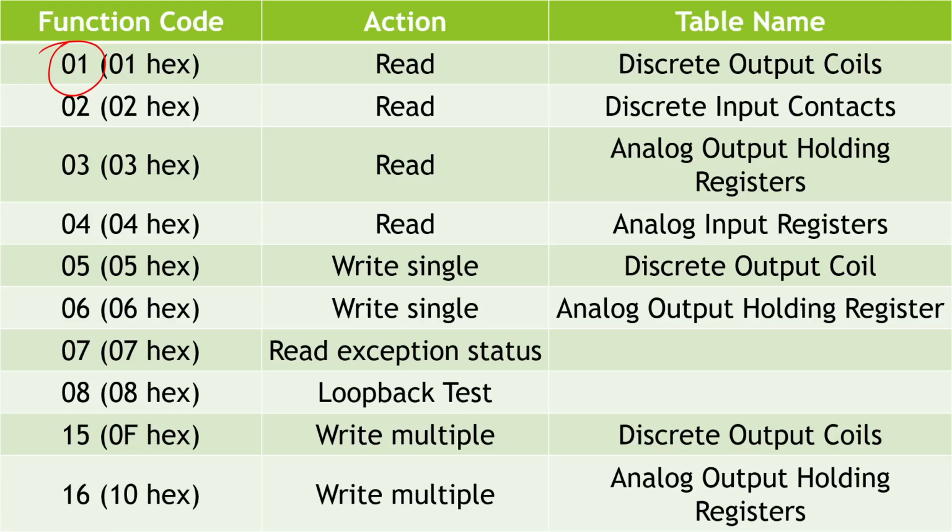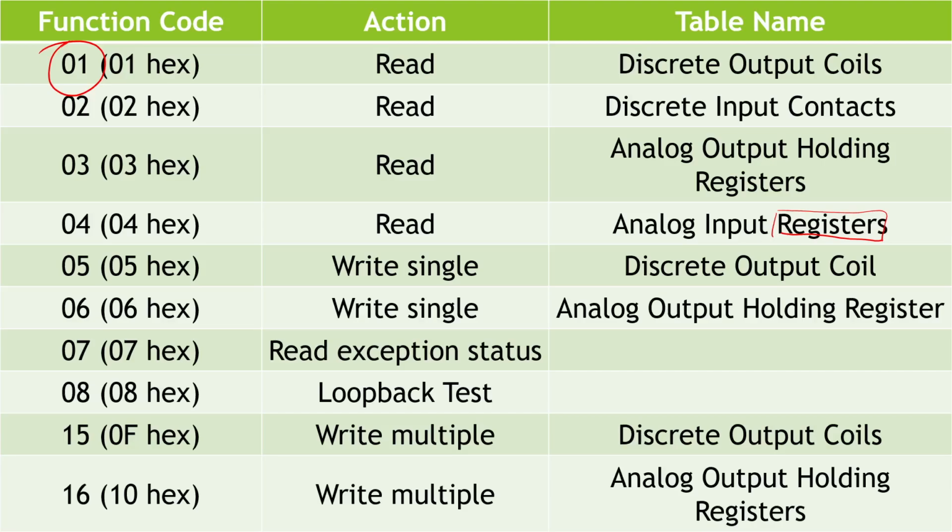Here we have 01, which is a read. You're reading discrete output coils. 2 is reading discrete input contacts. 3 is reading analog output holding registers, and 4 is reading analog input registers. Registers are just the space that the analog input is stored in. So 1 through 4 are all reads. It's just whether it's discrete output or input, or analog output or input. Nothing too crazy going on there.